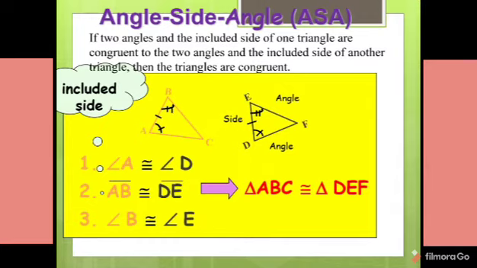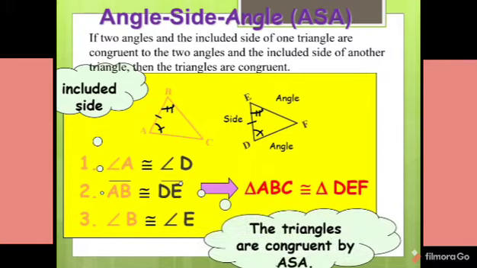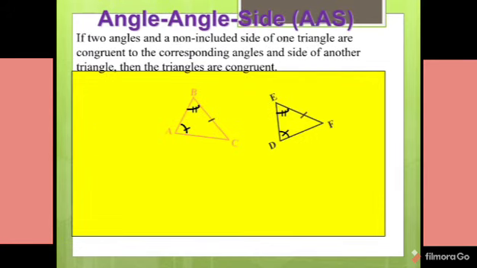You don't have to identify all the corresponding sides and corresponding angles, those 6. Remember the 6? You don't have to do that anymore. You'll just have to make use of this idea. So let's now proceed with the next one. The angle angle side. Is it possible that you would have the AAS Congruence Postulate? Yes, it says here that if two angles and a non-included side of one triangle are congruent to the corresponding angles and the side of another triangle, then the triangles are congruent.